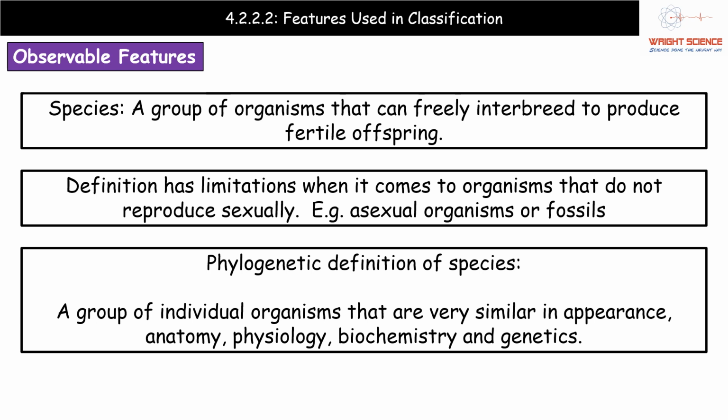Therefore, what we use is an upgraded definition of a species, which is our phylogenetic definition. And this quite simply is a group of individual organisms that are very similar in appearance, anatomy, physiology, biochemistry, and genetics. So because we're no longer reliant on this ability to breed with one another to produce fertile offspring to classify them as being of the same species, we can apply that phylogenetic definition to fossils, to asexual organisms, to sexual organisms. It's a covers-all-bases definition.